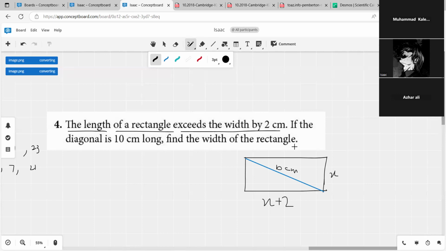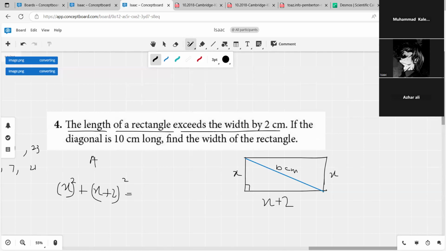Find the width of the rectangle. We need to find out the width of the rectangle. Any idea how we can solve it? Will it be x times x plus 2 equals 10? No. Don't you think here we have to implement the Pythagoras theorem?